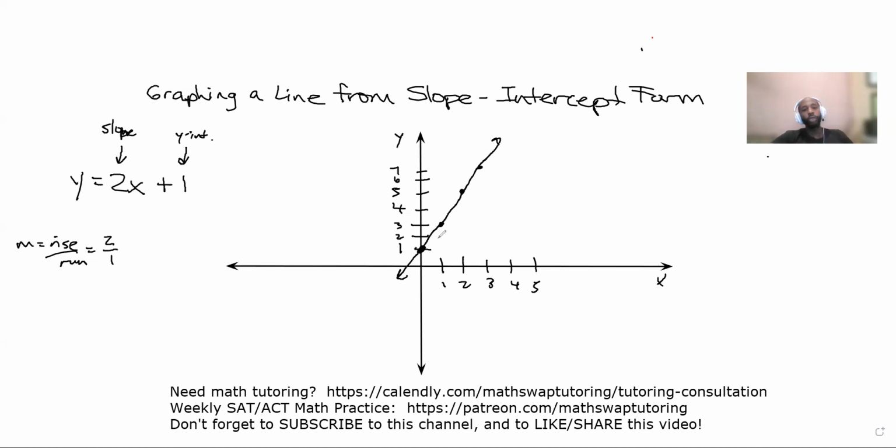Now, so that's one way we can graph it. All we did was we plotted the y-intercept, which is where the line touches the y-axis. Then we used the slope, and knowing that it's the rise over run, that means that from the y-intercept, we went up 2 and over 1, up 2, over 1, up 2, over 1, to plot point after point after point.